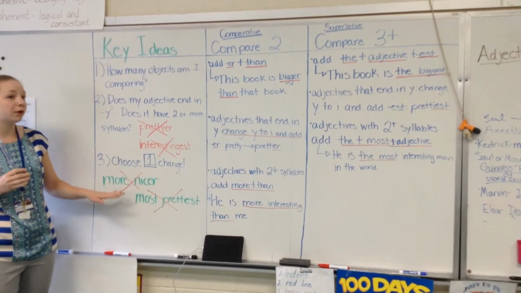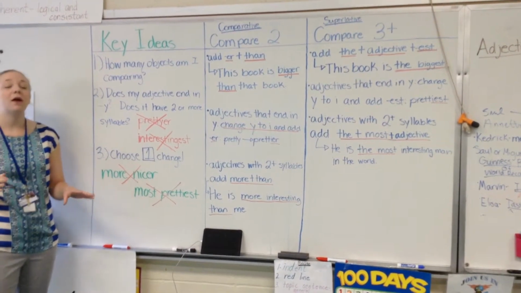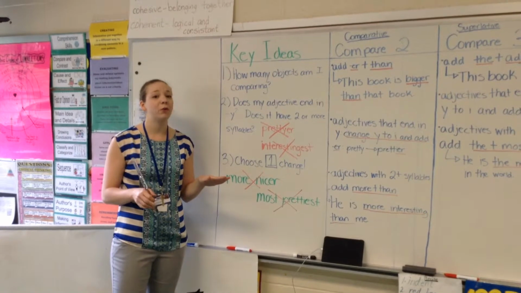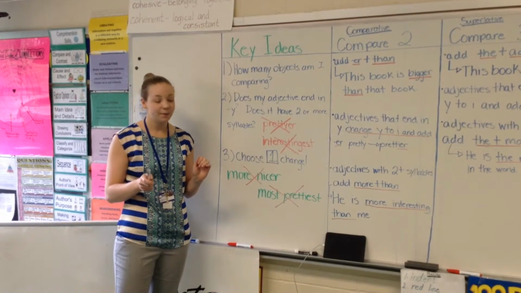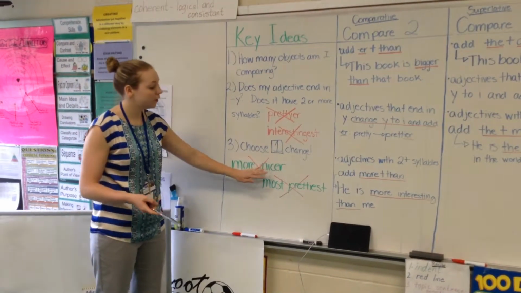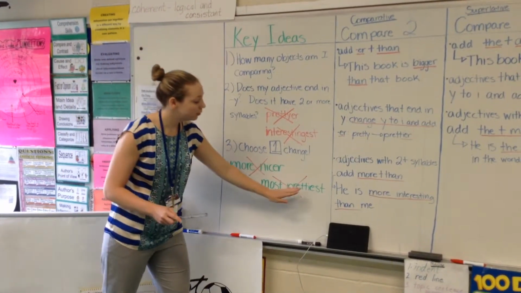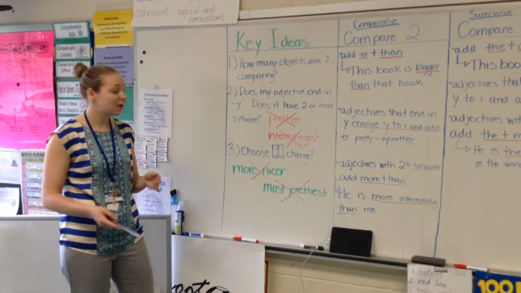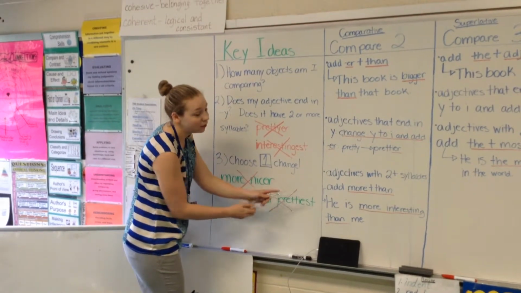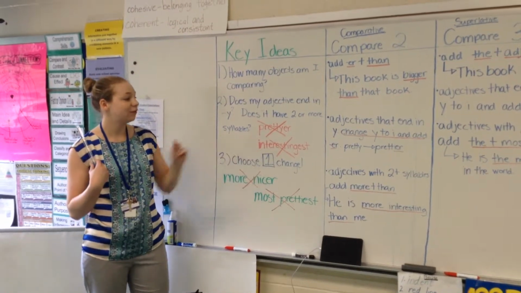Lastly, and I think most importantly, you always have to choose one change for your word. So if you are adding the word more or most before your adjective, you are not also going to add ER or EST. For example, you will never say more nicer. You just say nicer. You will never say most prettiest. No, because you already changed the word pretty to add that EST. So you will not do 2 changes by adding most. You will always just choose one change.